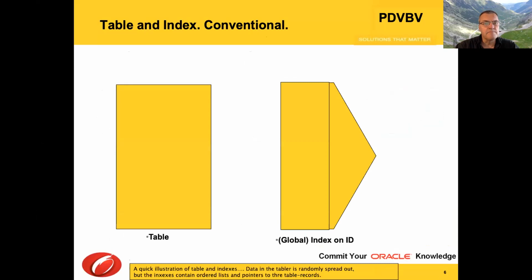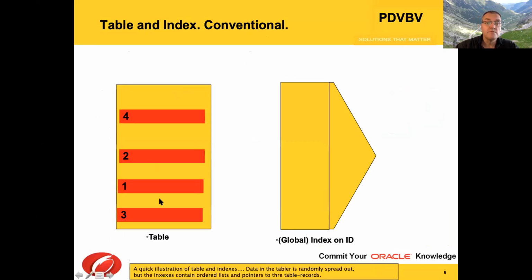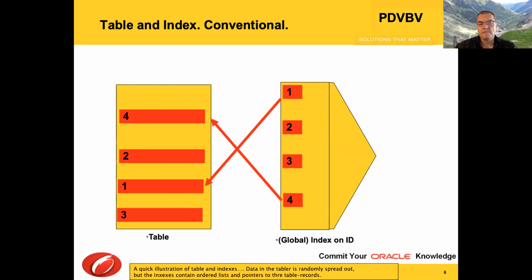Suppose you have a table and an index. You've got records in the table and you have no clue where the records are, because on insert, Oracle and not you decides where to put that record. So you have an index where the data is in an ordered fashion: 1, 2, 3, 4. If you look for a particular value, you can use the index and that points to the record in the table. This is a conventional table and a conventional global index. Most of you will know this theory, but for developers, it helps to show them this at the start.